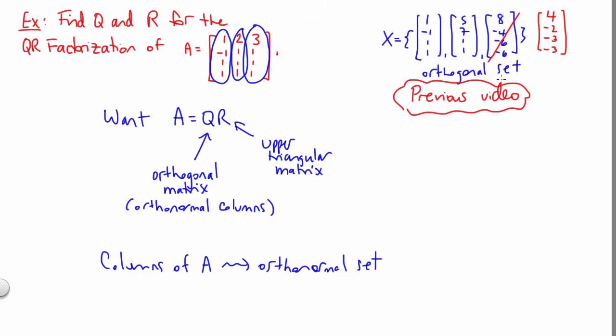But what we really want is an orthonormal set. So we're going to have to divide each of these three vectors by its length. The length of that first vector is the square root of the sum of the components squared. So we'd have 1 squared plus -1 squared plus 1 squared plus 1 squared. That gives us root 4, or in other words 2. So to normalize that vector, we're going to divide each of those components through by 2.